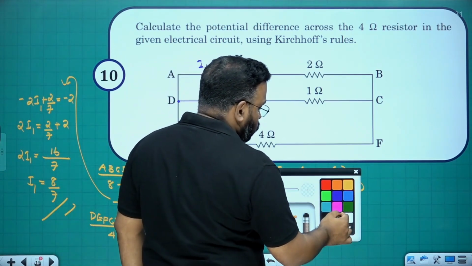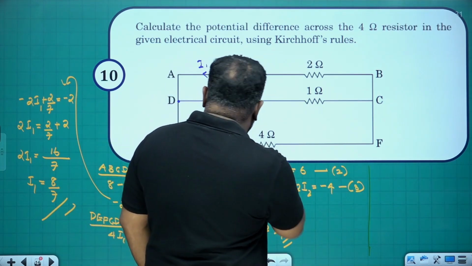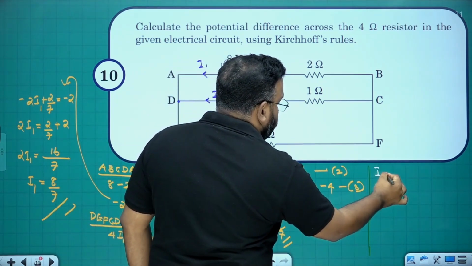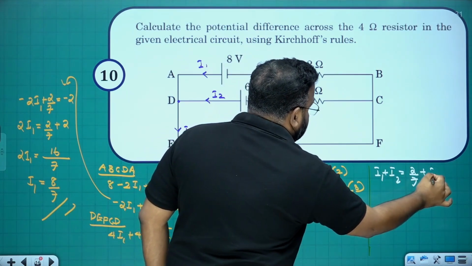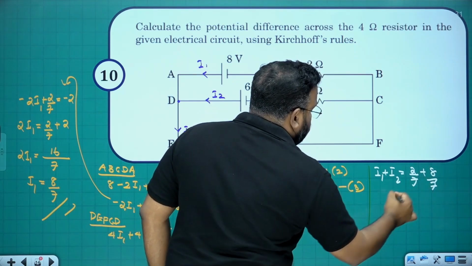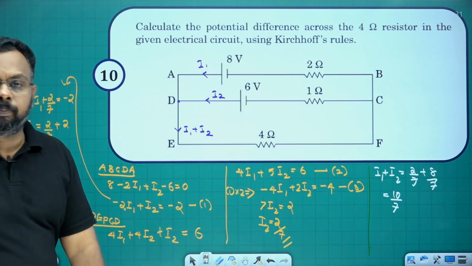Now what will be I1 plus I2 then? Total current is I1 plus I2. So I1 plus I2 is equal to 2 by 7 plus 8 by 7. Simple. So 10 by 7. 10 by 7 is the current flowing through the 4 ohm resistor.